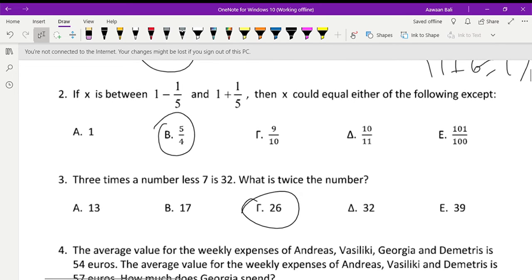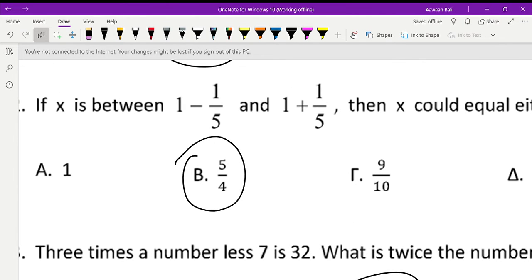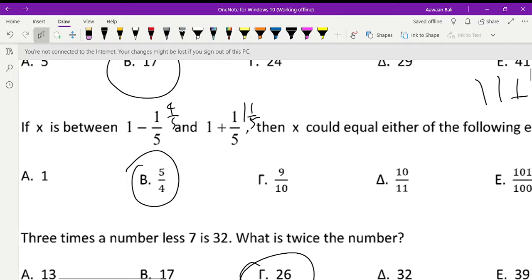Question number 2. If x is between 1 minus 1 upon 5 and 1 plus 1 upon 5, then x could equal either of the following except... Okay, so the reason the answer is 5 upon 4 is because, now basically, if this is 1 minus 1 upon 5, that's 4 upon 5. And this is 1 upon 5. So obviously 1 would be in the middle, so alpha is okay.